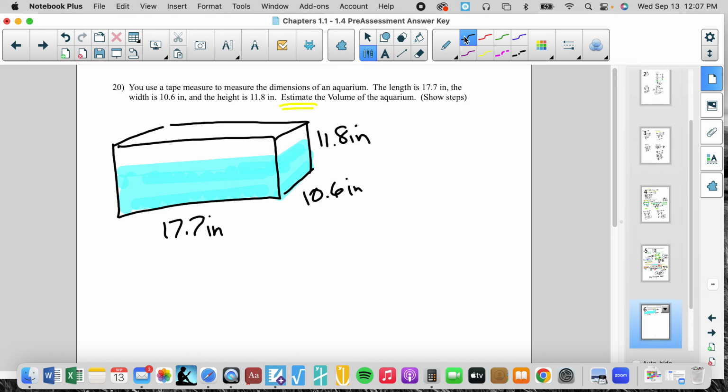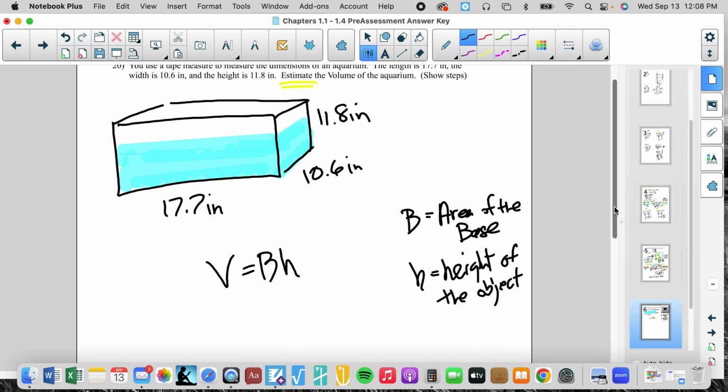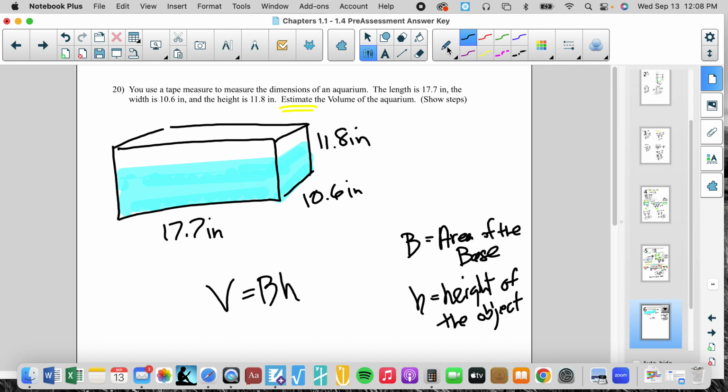But the first thing I want to do is, when I find the volume of a rectangular prism, volume is going to equal big B times H, where big B is equal to the area of the base, and H is the height of the object, or the distance from the base. So I will tell you that the height of the object, as we talked about, was 11.8 inches. So that's going to be my H.